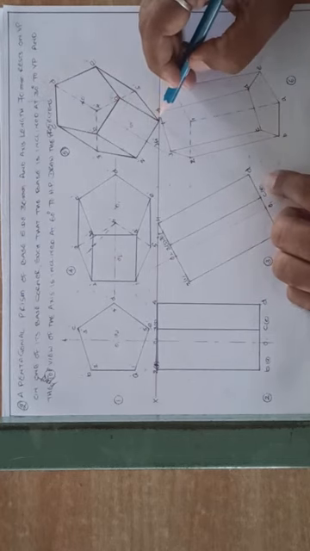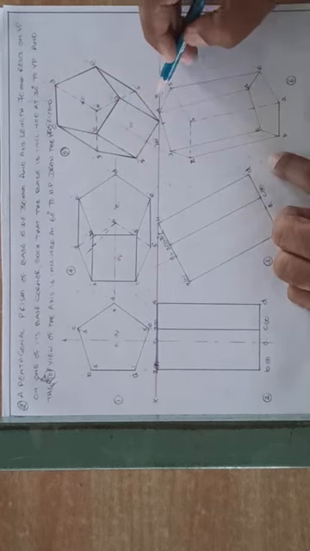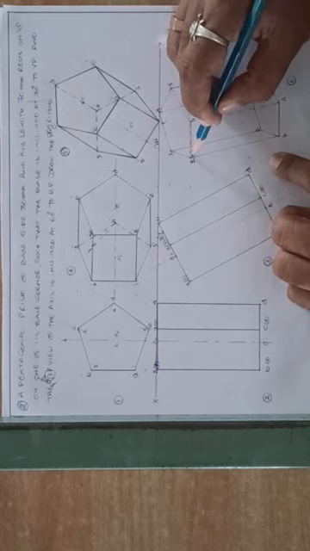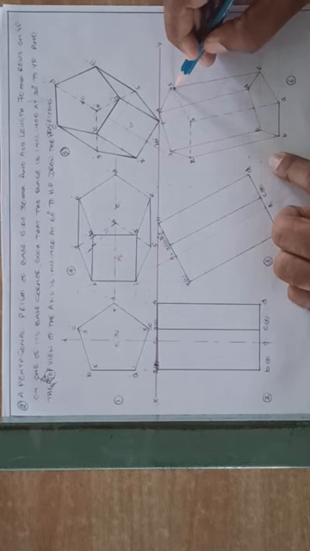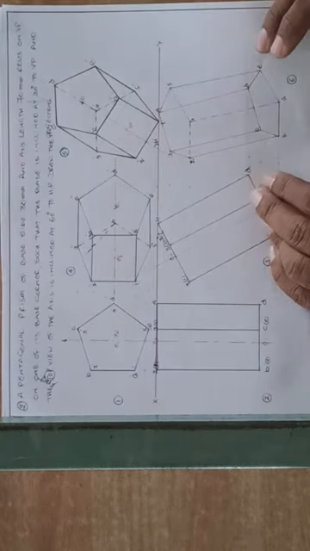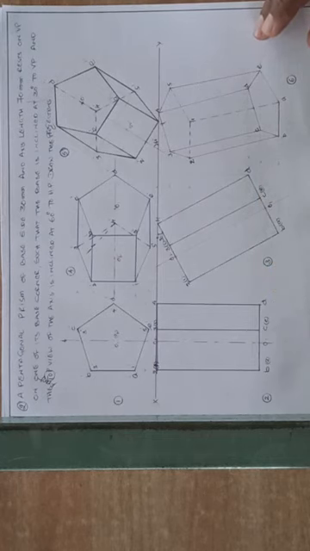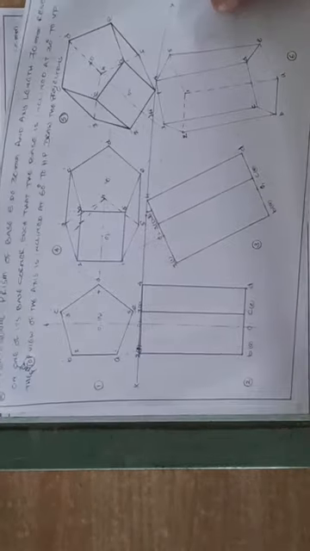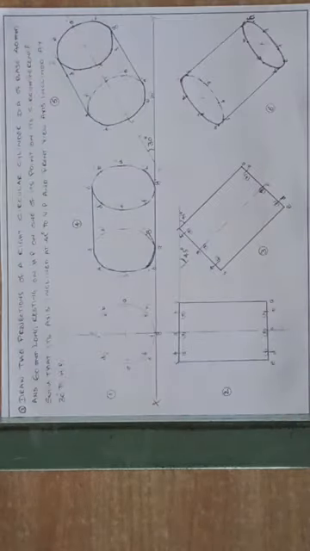And similarly, here 1 to 2 not visible and 1 to 5 also not visible. 1 to 2 also dashed lines, 1 to 5 also dashed lines. That completes the problem. Okay. So only with listening you won't get, you have to practice it. Only with practice will you get it. By listening or seeing the drawing you won't get it, it needs practice.